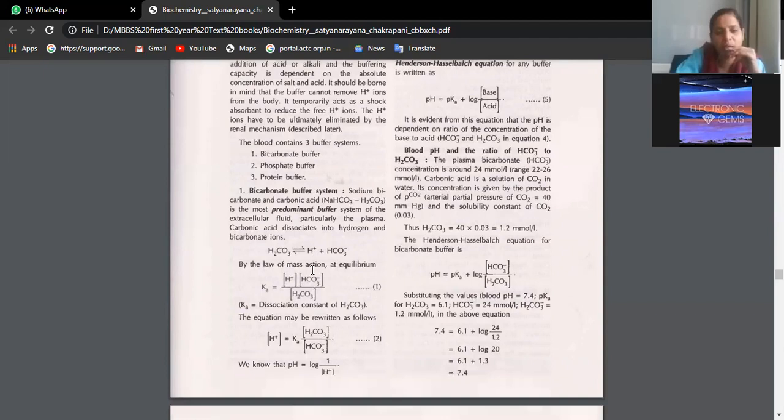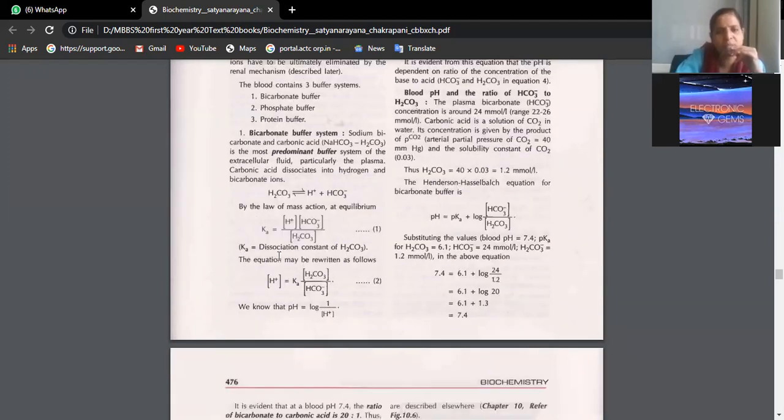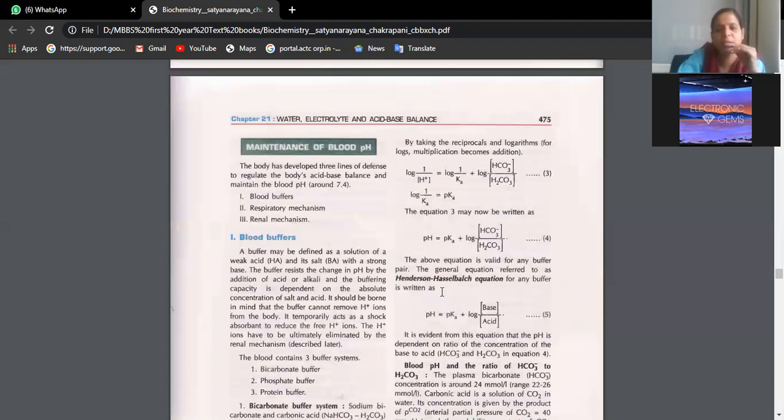Now there is simple maths here, beta. By the law of mass action at equilibrium, if you apply this Ka, you write H plus and HCO3 minus as the numerator, and bring H2CO3 into the denominator. Now you apply this dissociation constant K. The equation is rewritten: you bring H to this side and K goes to the other side. That's why you see H2CO3 goes up and HCO3 comes down. This is simple maths. You need to have a little knowledge of maths.